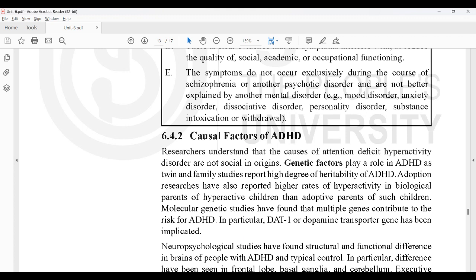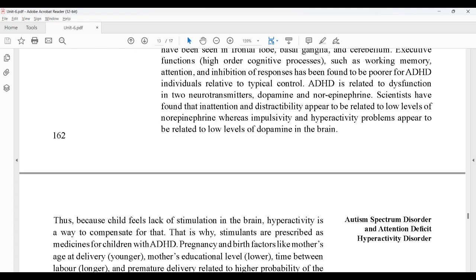Neuropsychological studies have found structural and functional differences in the brains of people with ADHD and typical controls. In particular, differences have been seen in the frontal lobe, basal ganglia, and cerebellum. Executive functions, higher-order cognitive processes such as working memory, attention, and inhibition of responses, have been found to be poorer for ADHD individuals relative to typical controls.